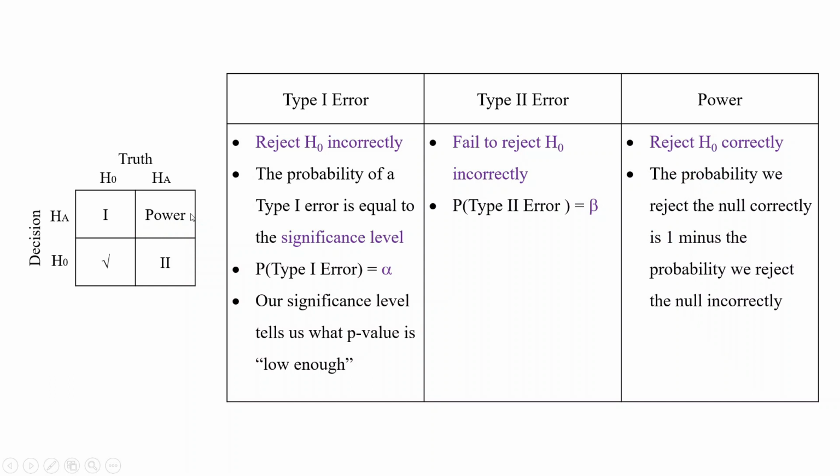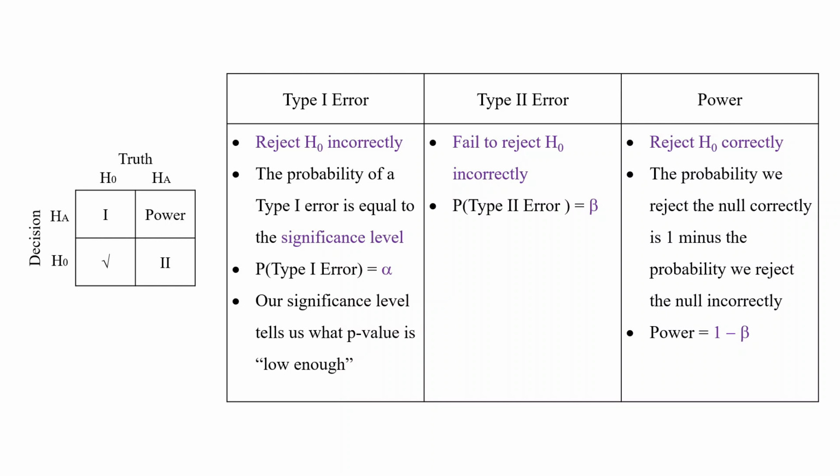The probability we reject the null correctly is 1 minus the probability we fail to reject the null incorrectly, okay? Now think about that. That is basically a complement, right? We talked about this way back in our probability unit. The complement of an event is 1 minus the probability of the event occurring. And that's what power is in relationship to a type 2 error. Power is going to be 1 minus beta.